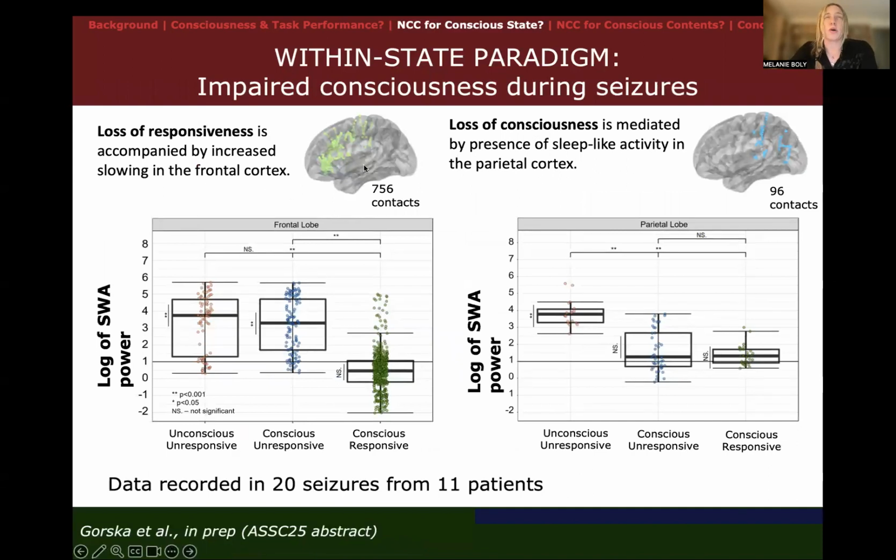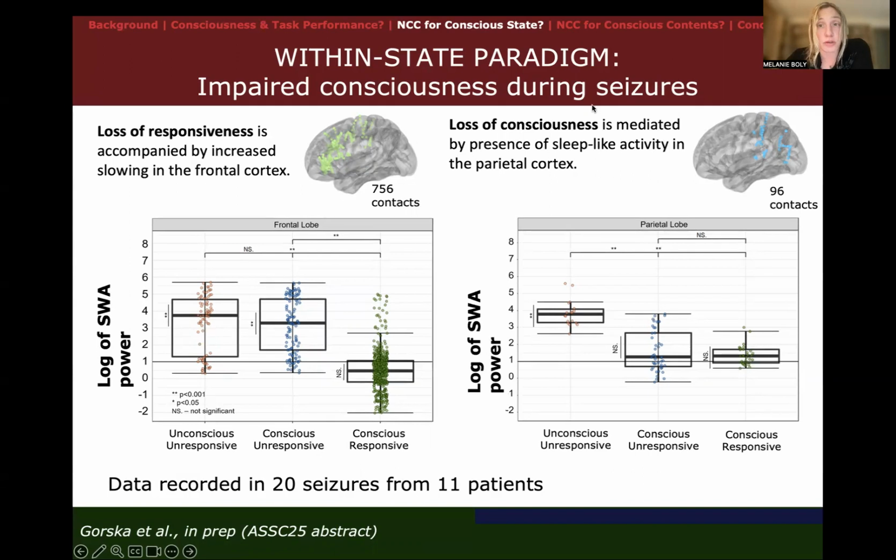In a quarter of seizures, actually, patients can be unresponsive, but still report that they remember that they were conscious during the seizures. If you look at these seizures here in blue, where patients are conscious but unresponsive, you will find that during these states, there's increased slow wave activity in prefrontal cortex, but actually not in parietal cortex. And when patients become unconscious, there is actually still high slow wave activity in the prefrontal cortex, but then you also find that posterior cortex is impaired.